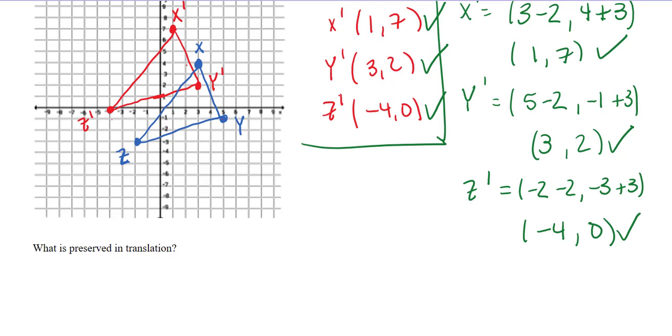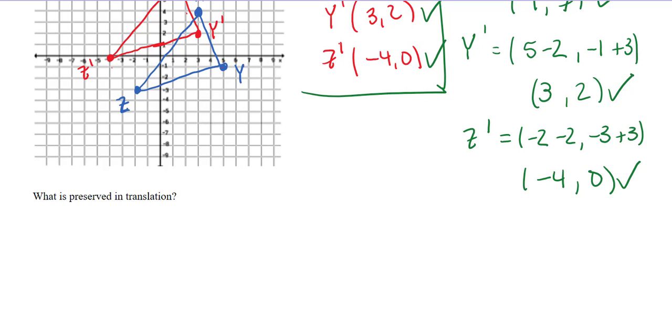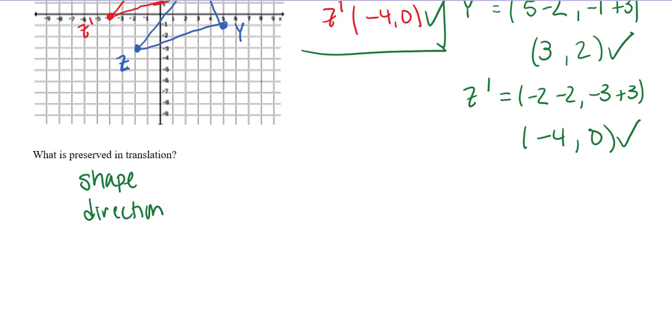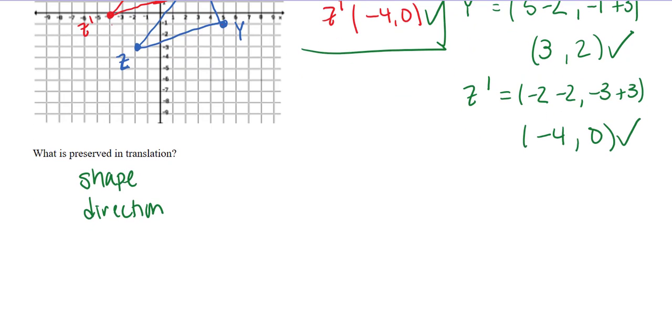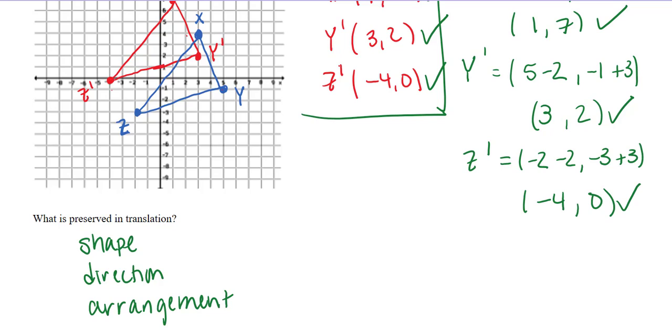Notice that we didn't change the shape, so the shape is preserved. The direction that everything is going and facing is the same. The arrangement, which can also be considered the shape, is another way to think about it. We have X on the top, Y on the right but more to the bottom, and Z on the far down left side.